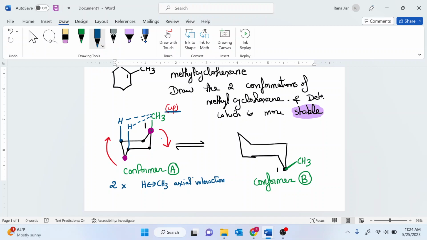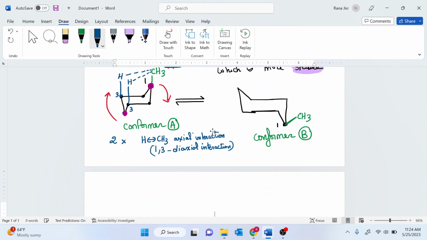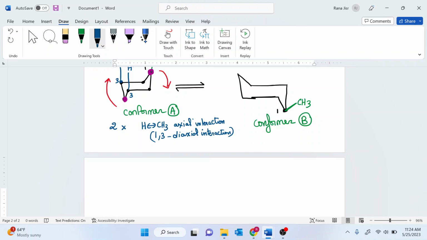The hydrogen is on carbon number 3. Whether you start numbering from this carbon going 1, 2, 3, or whether you start numbering from this carbon going 1, 2, 3 in there. So you have a 1,3 diaxial, because you have two axial interactions. So you can call this 1,3 diaxial interactions. Now, each hydrogen CH3 axial interaction is 0.9 kilocalories per mole. And since I have two of them, you just multiply this by 2, and this is 1.8 kilocalories per mole. This is the energy of conformer A.